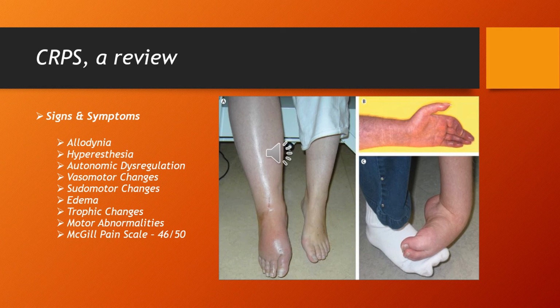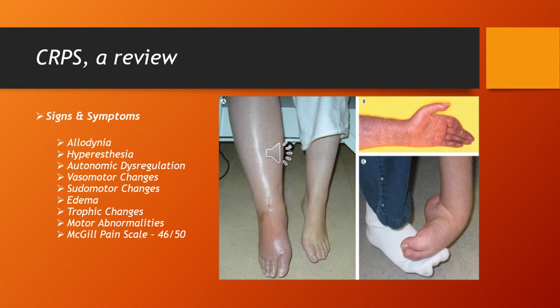Edema, a very striking symptom of this affected limb. And you can also find trophic changes affecting the skin, nails, and hair. And finally, motor abnormalities, such as joint stiffness, reduced ranges of motion of the affected limb, tremors, dystonia, and muscle weakness.